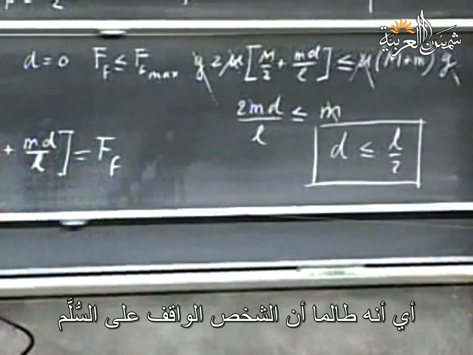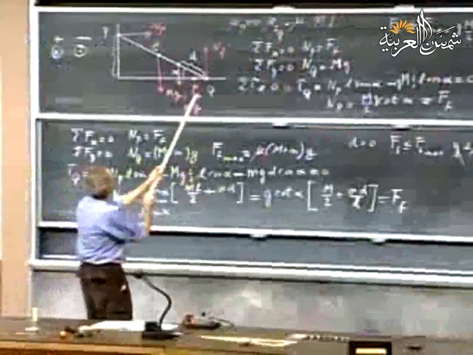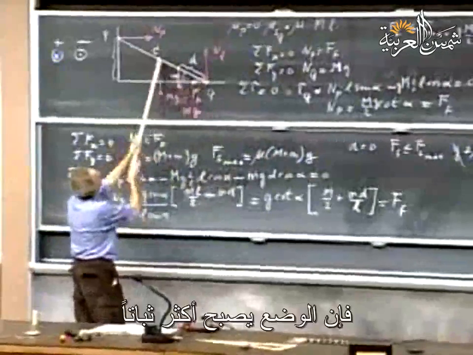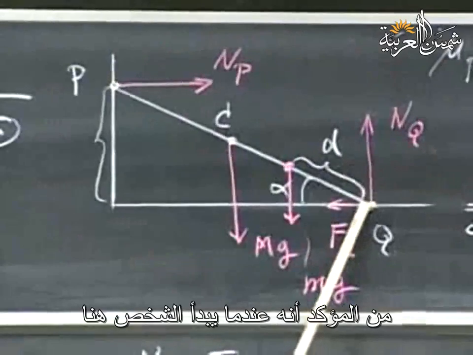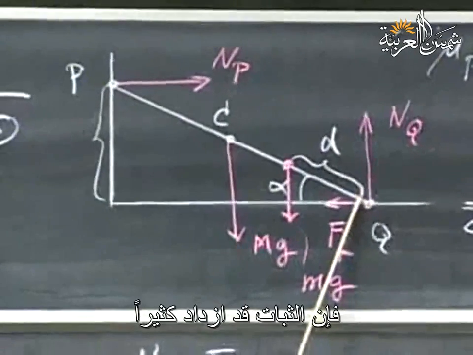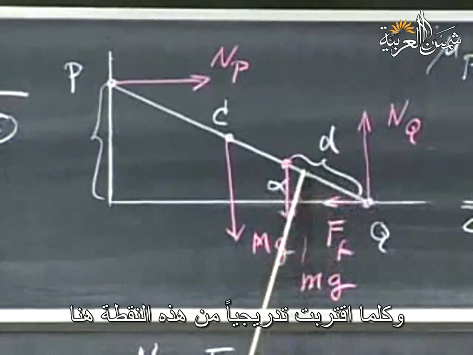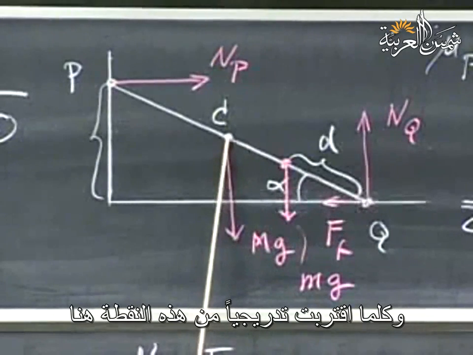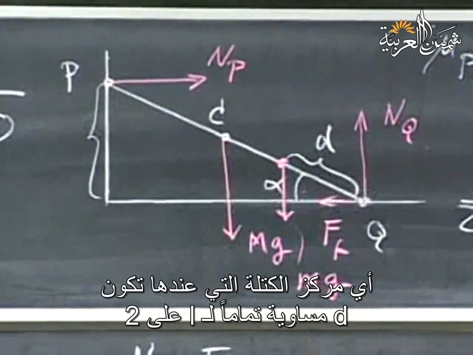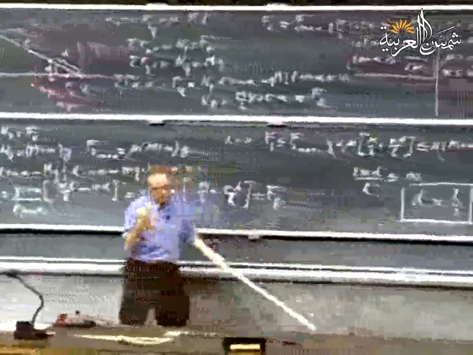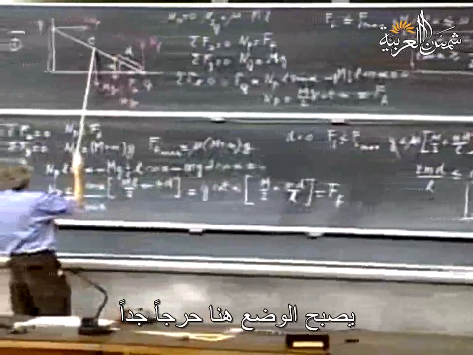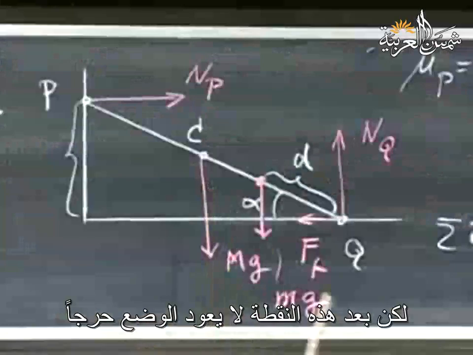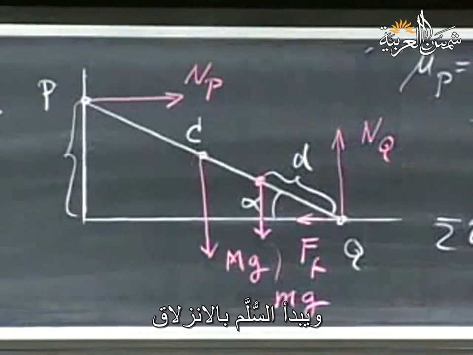Namely, as long as the person who steps on the ladder stays on this side, the situation will become more stable. Certainly when the person starts here, the stability has enormously increased. As you gradually approach that point here, the center of mass, where d is exactly L over 2, then of course the situation becomes again extremely critical here, but when you're over this point, it's no longer critical, and the ladder will start to slide.